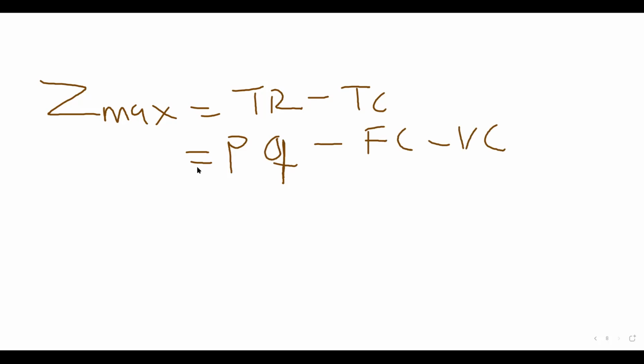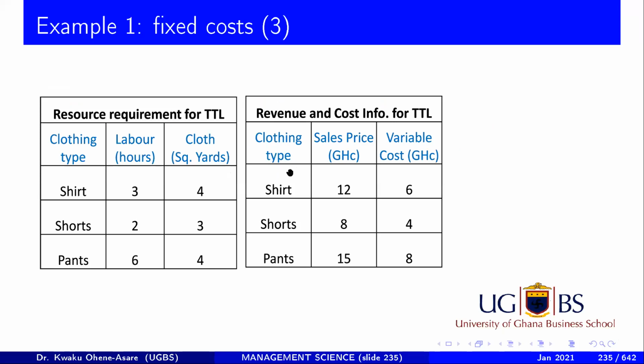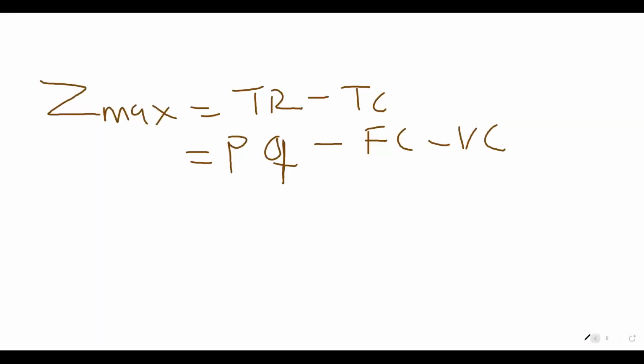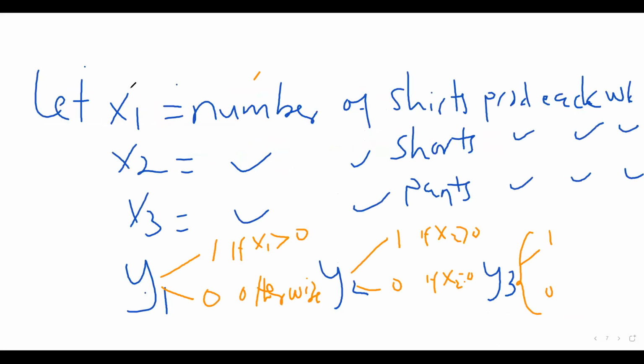Go back to the table. You were told the prices for the shirts, shorts and pants: 12, 8 and 15. And what is the quantity? The quantities are X1, X2, X3, these X's that you don't know the values of yet. In our previous situation, we have represented them by X. They are the quantities that we are going to look out for.